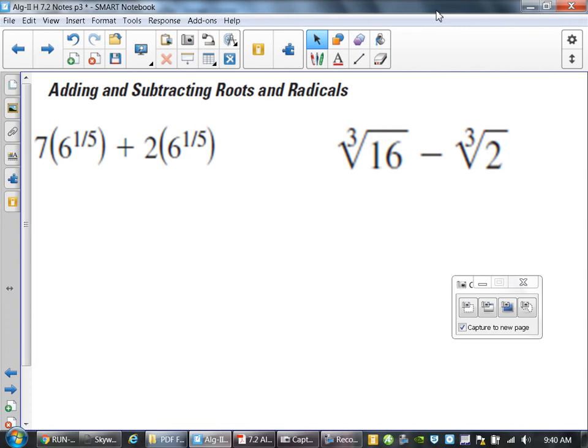The first one's pretty easy. 7 times 6^(1/5) plus 2 times 6^(1/5). What do you get? 9 times 6^(1/5). And you're done. It's just combining like terms. I like this. It's just like combining like terms.